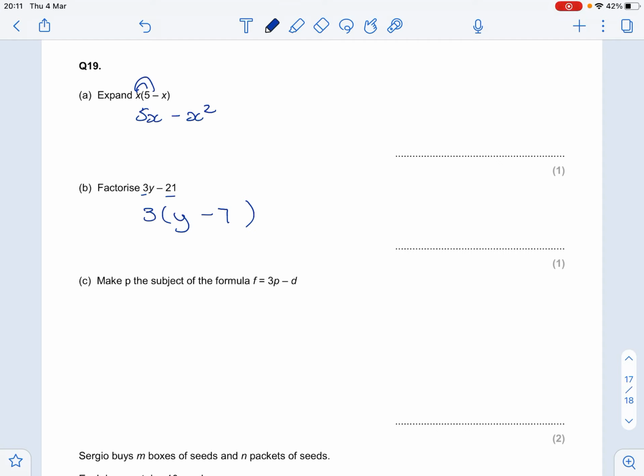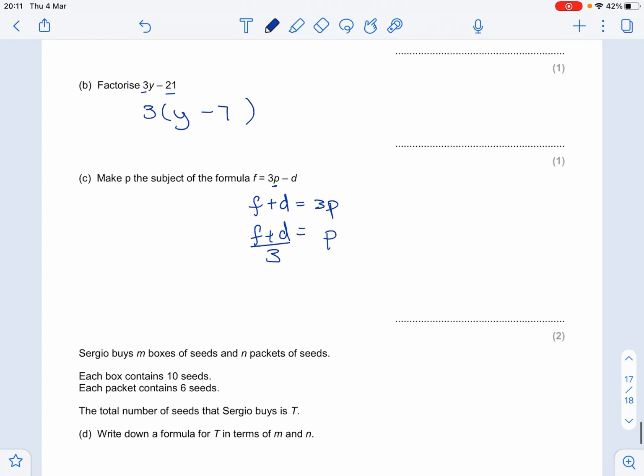And next part, making p the subject. So rearranging, we want to make p the subject, so we move f to the other side, plus d equals 3p. Then divide by 3 on both sides, I have f plus d divided by 3.